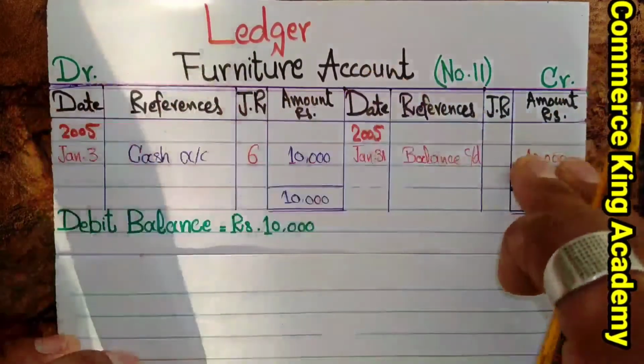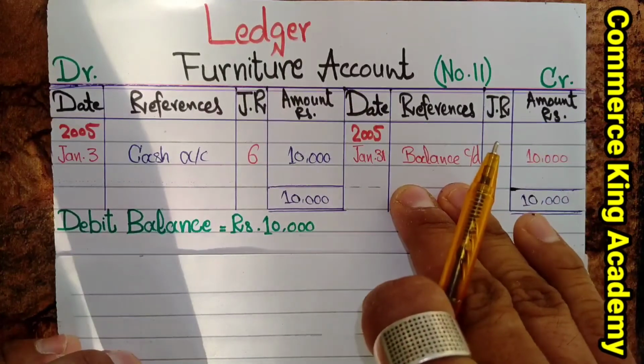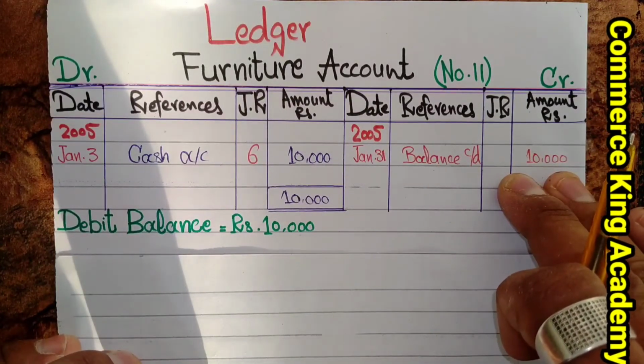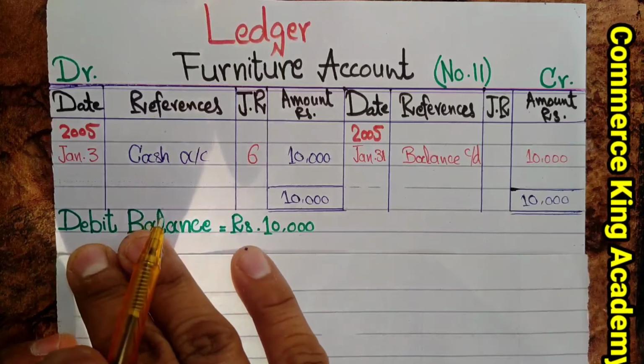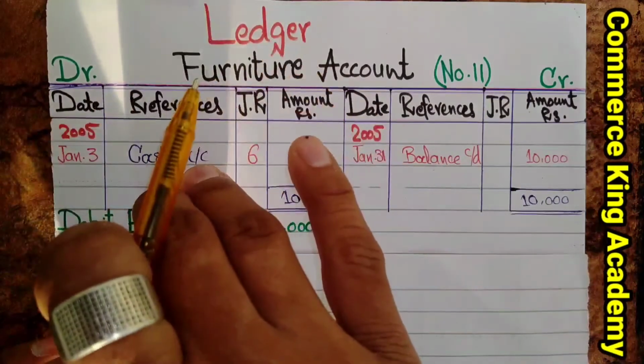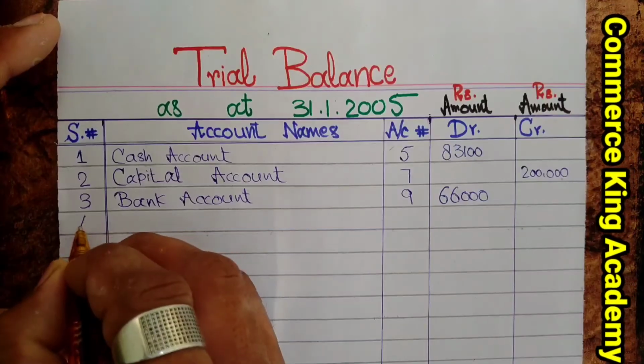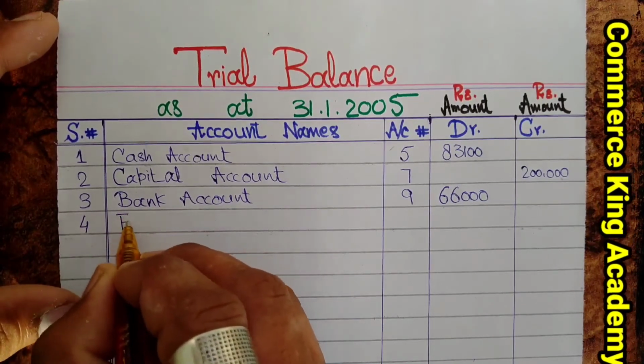Next ledger account, furniture account with number 11. This is the debit side and credit side. This is the difference of both sides, 10,000 rupees. So ultimately we have a debit balance because the debit side is heavier than the credit side. Serial number 4, account name furniture account.